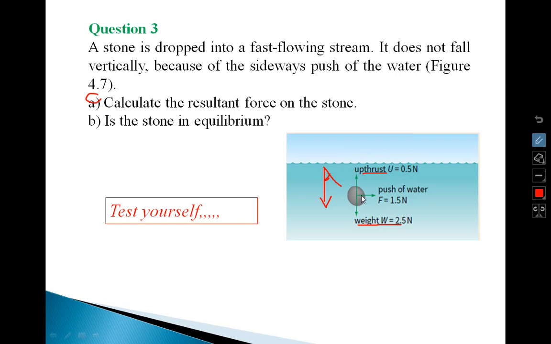B: is the stone in equilibrium? When the stone is in equilibrium, it means all forces equal 0. Please try to answer this question by yourself. Test yourself with this question. It's very easy. It's similar to the spider example on page 55.